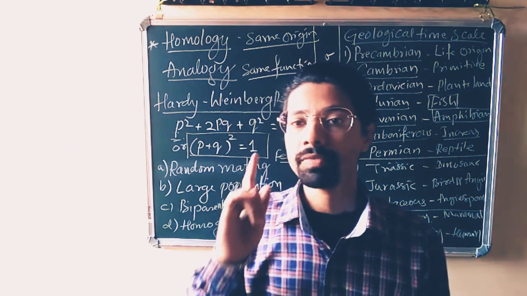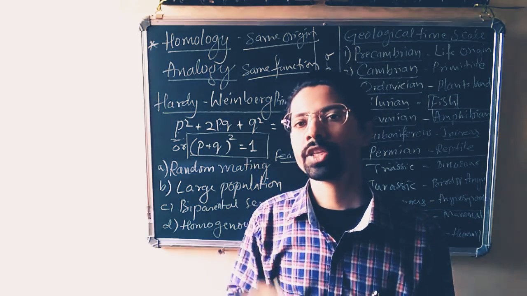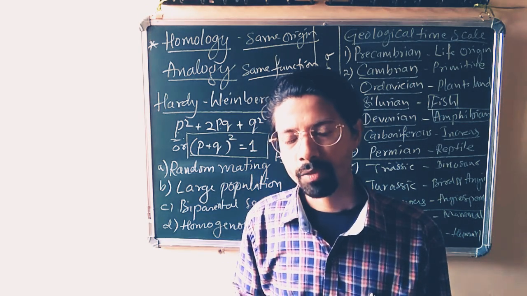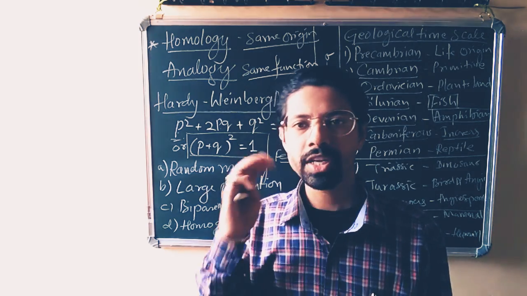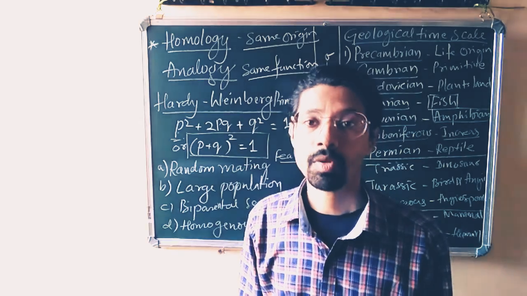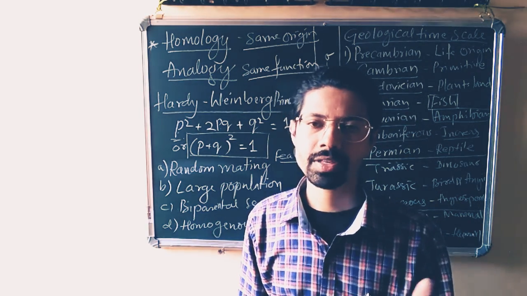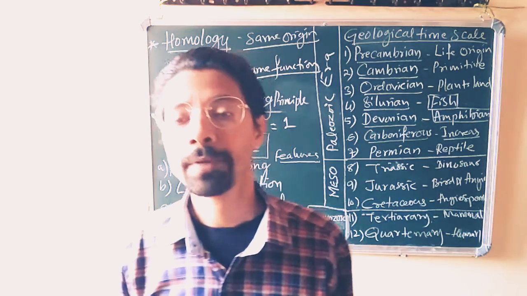It can be disturbed if there is natural selection, if there is speciation, or if there is any mutation in the genes. So this is about Hardy-Weinberg's law of equilibrium. What is it used in? It can be used in the theoretical description of allelic frequencies in different populations of organisms, right?